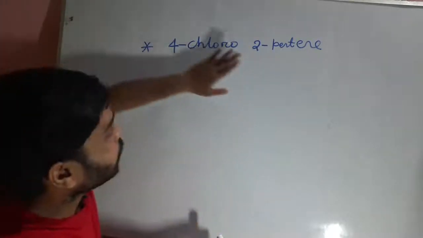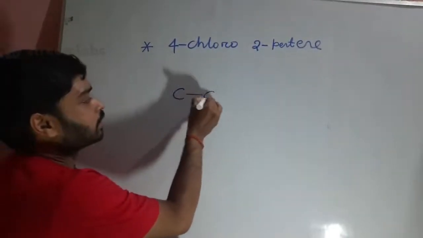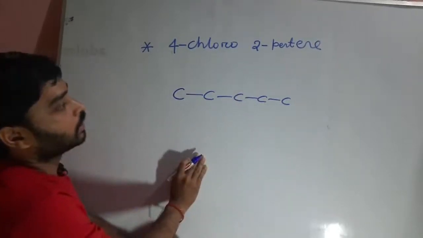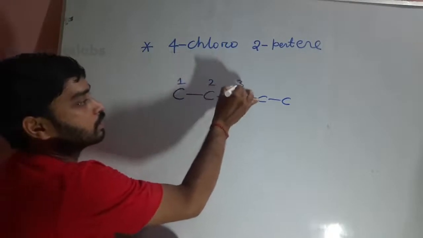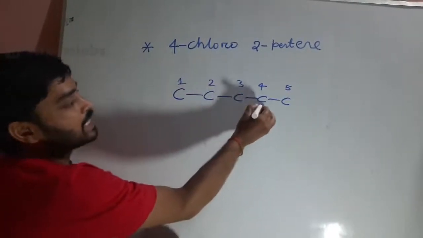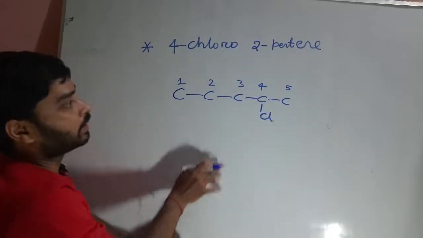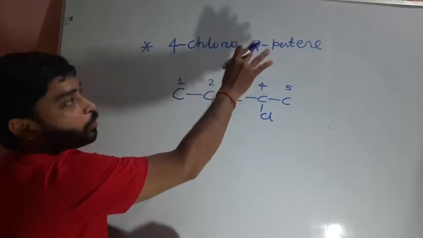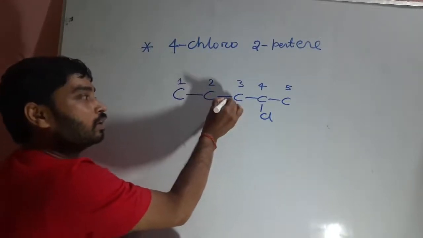So I am writing here pent means 5 carbons. So here 5 carbons are present. I am numbering the carbons and placing the substituent group, that is chlorine, at the 4th position. I have told that 2 expresses the position of the double bond, that the 2nd and 3rd carbons are bonded by a double bond.